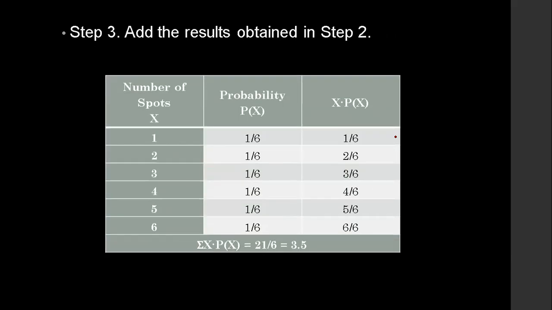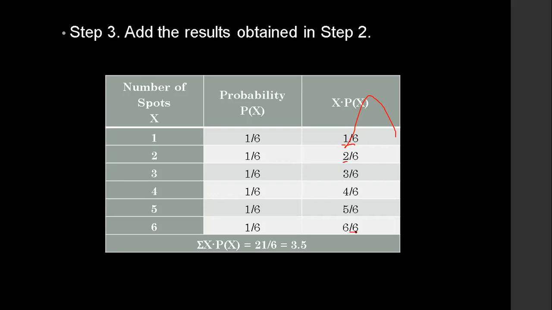Okay? Then, after nyan, we're going to add the result obtained in step 2. So, ang nakuha nating sagot, i-add natin doon lahat. Yun. So, basically, dahil common denominator silang lahat, i-add natin lahat yung nasa numerator. So, we have 1 plus 2 plus 3 plus 4 plus 5 plus 6. We have the total of 21. So, 21 over 6 kasi common denominator lang silang lahat.